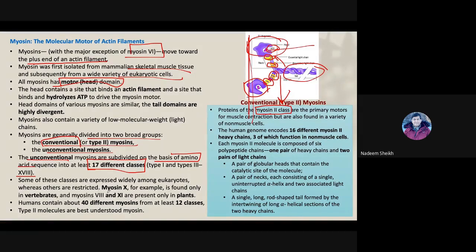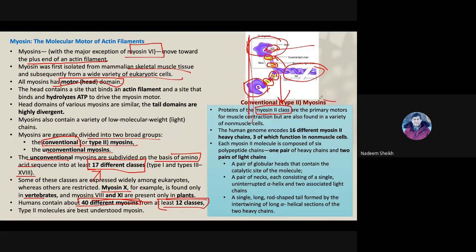Then, keeping in view the amino acid sequences and structure, myosin 10 is found in vertebrates. Myosin 8 and 11 are present in plants. When we talk about human beings, there are 40 different myosins that belong to 12 different classes. So we can simply say that of the 17 different classes we discussed, it is not mandatory that all of them are present in a single type of cell. There are different cells which have one type of myosin that may not be present in other organisms' cells. As the example shows, humans have 12 classes of myosin and 40 different types of myosins.